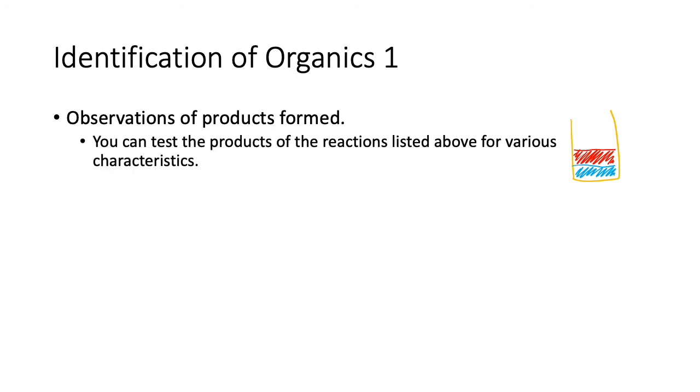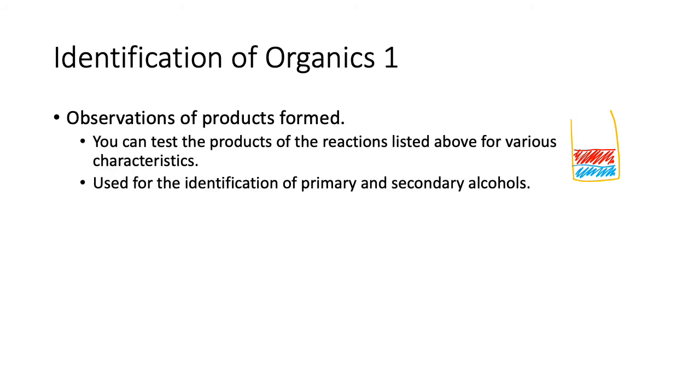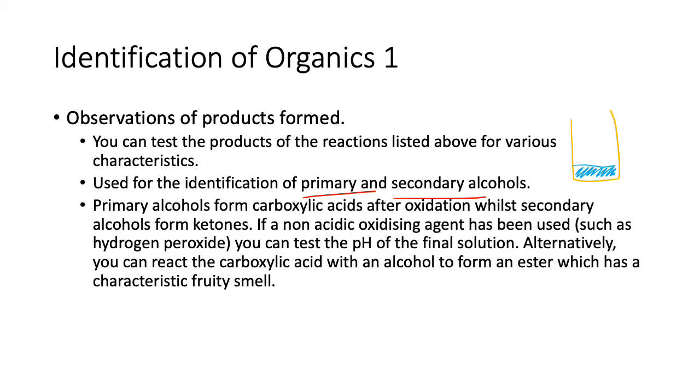Okay, so you can test them. Alternatively, if you know how to separate those two substances, then you can take that product and then test it as well. So it's generally used for only the primary and secondary alcohols, which have the same reaction patterns for the other things before. Primary alcohols form carboxylic acids after oxidation, hopefully you've memorized that, while secondary alcohols form ketones, and then carboxylic acids have different reactivities to ketones.